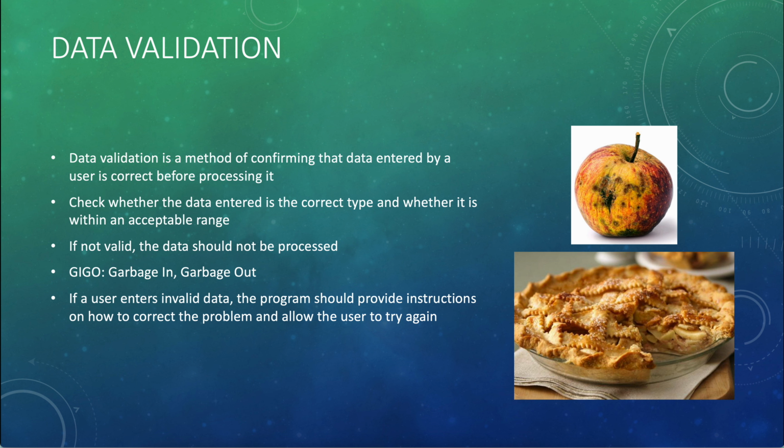So it's the same with programming. You can't expect to allow users to put in invalid data and get correct output from that. So if a user enters invalid data, as we mentioned before, the program should provide instructions on how to correct the problem and allow the user to try again. So this is where loops can come in handy: if they put in invalid input, it will allow them to try again and continue checking that until they put in data that is valid.